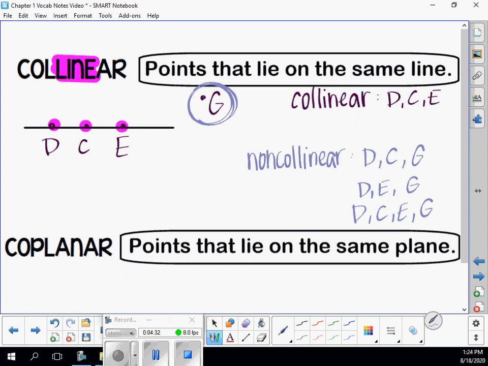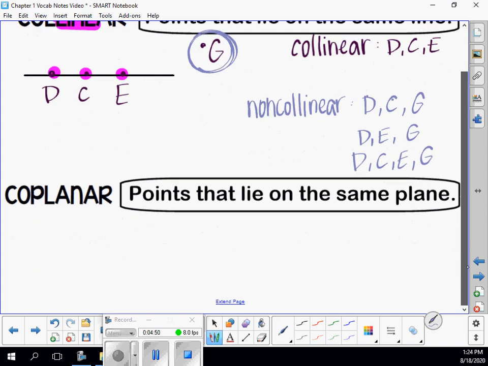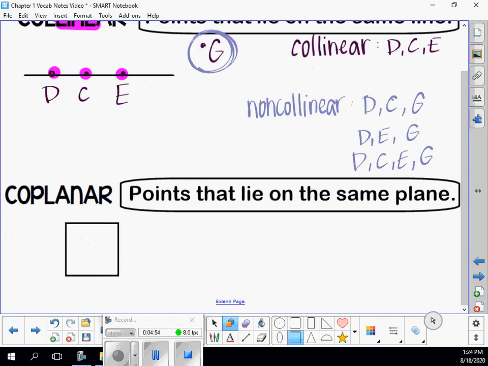There's more combinations that you can come up with, but as long as there's one point that doesn't lie on that line, the one bad apple included in the list, it makes all of them bad. So I know that D and C are on the same line. But because G isn't, that makes the whole combination bad. Very similar thing with coplanar, except we're going to be lying on a plane instead of on a line.